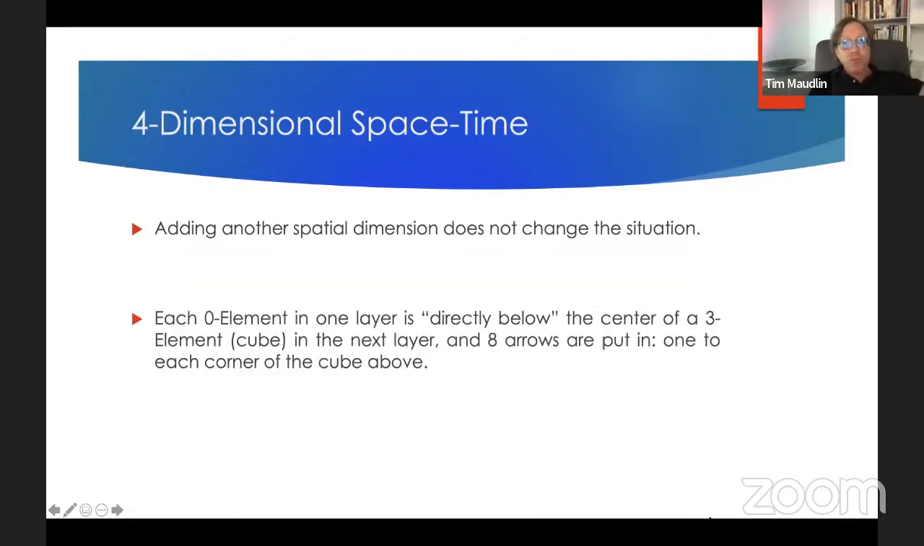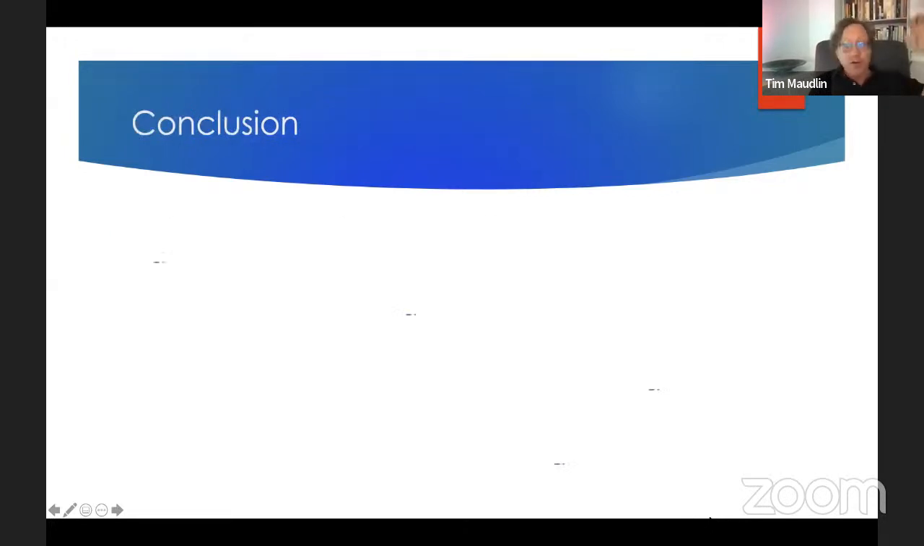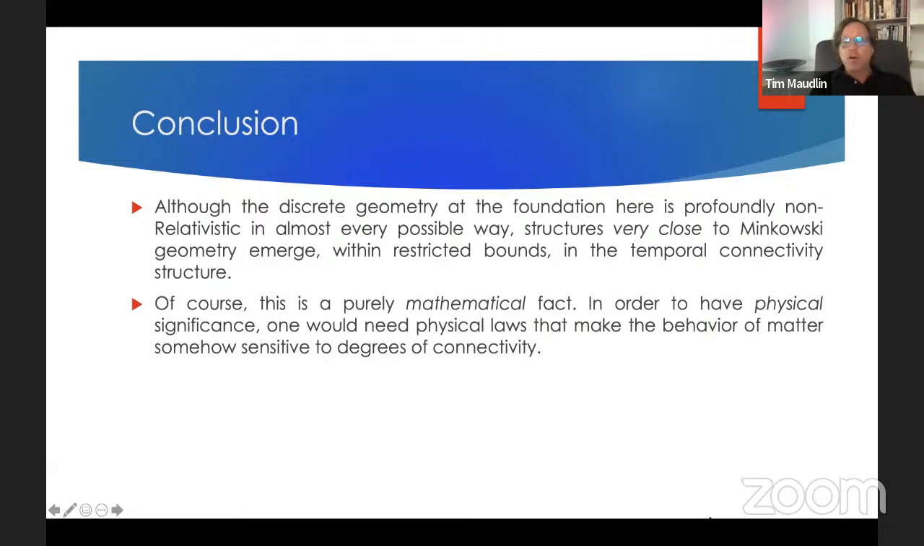Now, in a 4-dimensional space-time, we do the same thing. We just use cubes, and now I'm at my conclusion. So what's the conclusion? Even though the foundation is profoundly non-relativistic in every possible way, within restricted bounds where these approximations like the Gaussian are good, we get something very close to a Minkowskian structure as a purely mathematical fact.